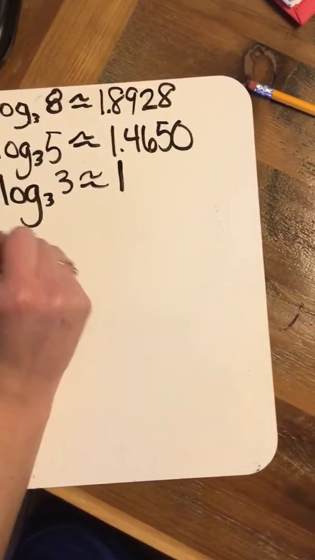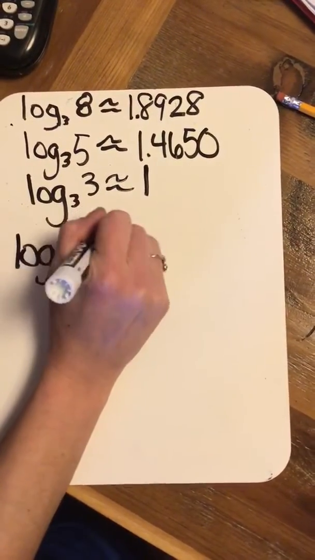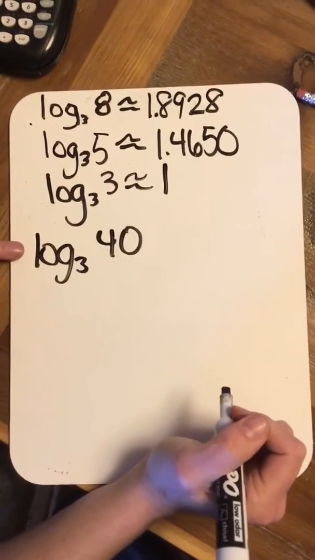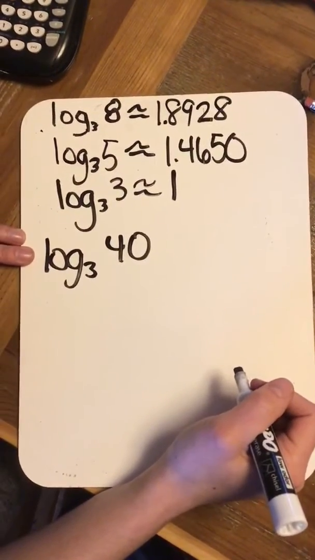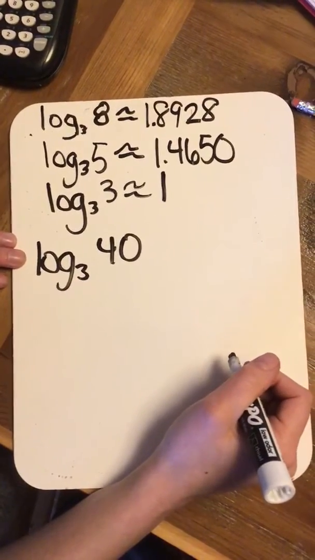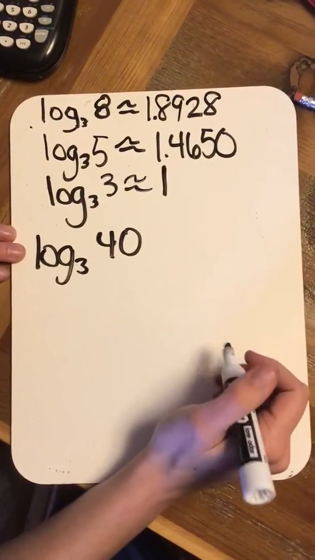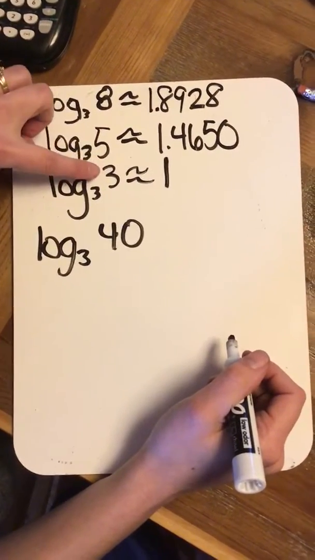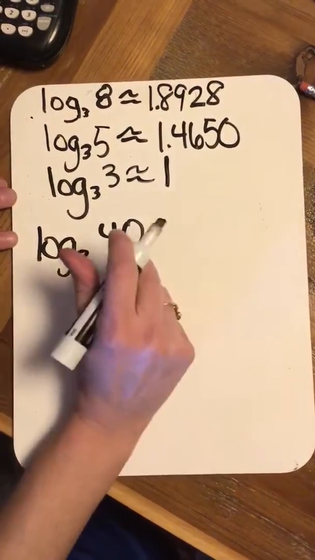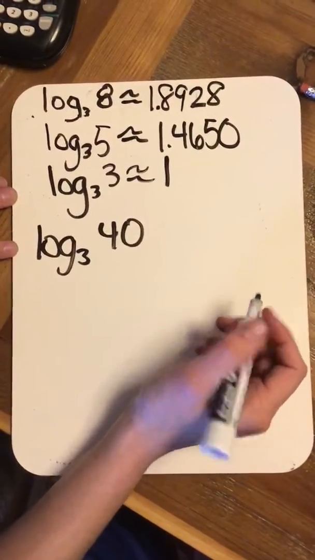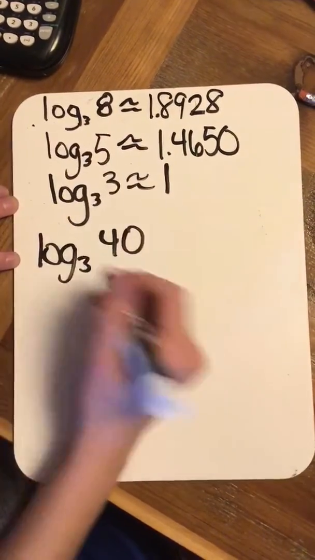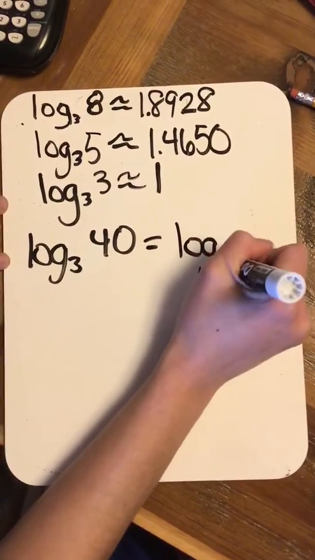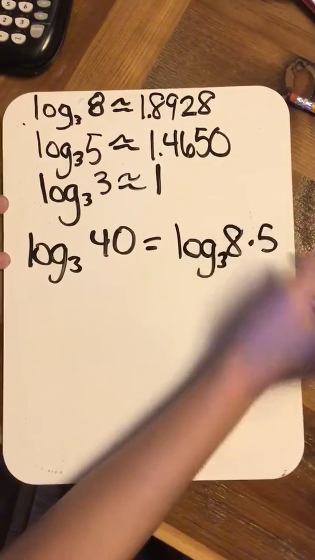So if somebody asks me to find log base 3 of 40, for example, I'm going to use my properties to show what the answer of log base 3 of 40 is. You can check your answer with your calculator, but you do need to know how to show your work here. So what I'm going to do is look at the numbers I'm given, 5, 8, and 3, and see, is there any way I can make 40 given those numbers? Well, 8 times 5 makes 40. So I'm going to say, oh, well, that's the same as log base 3 of 8 times 5.